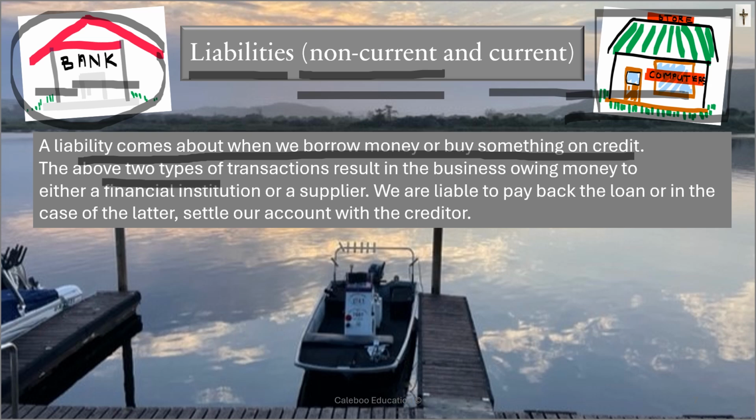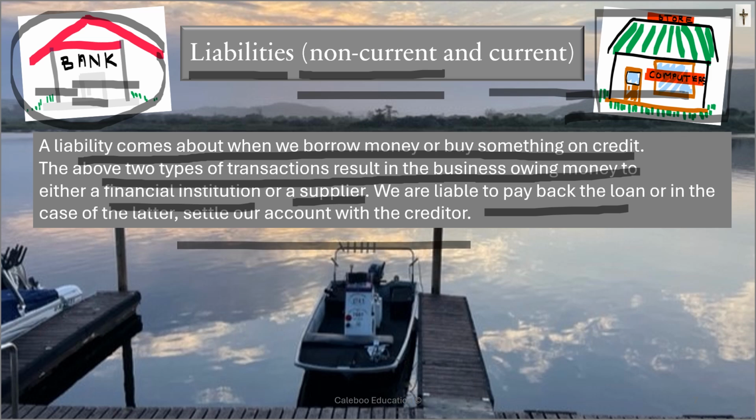The above two types of transactions result in the business owing money to either a financial institution like the bank or a supplier. We are obliged, we are liable to pay back the loan, and we are liable to our creditors to pay them what we owe them.